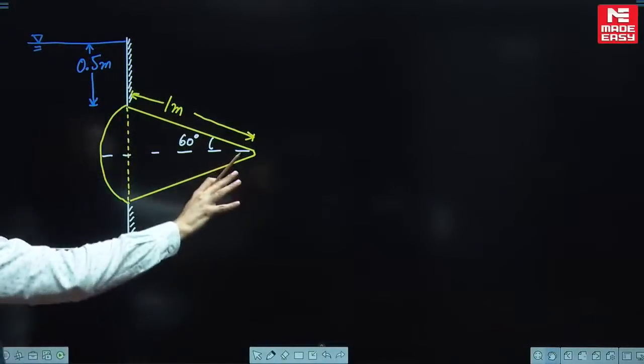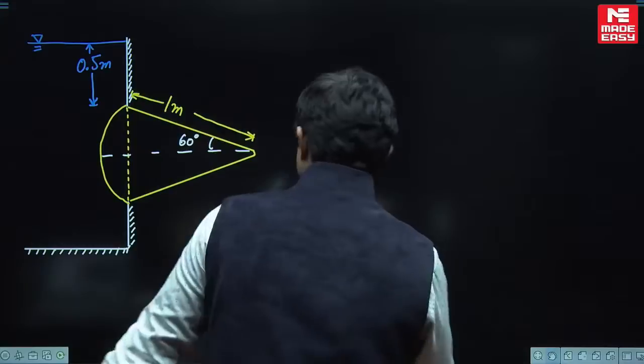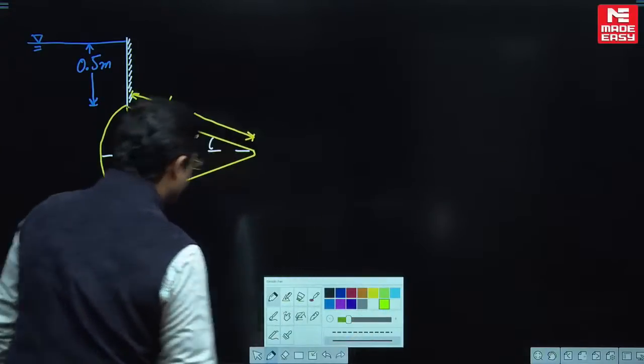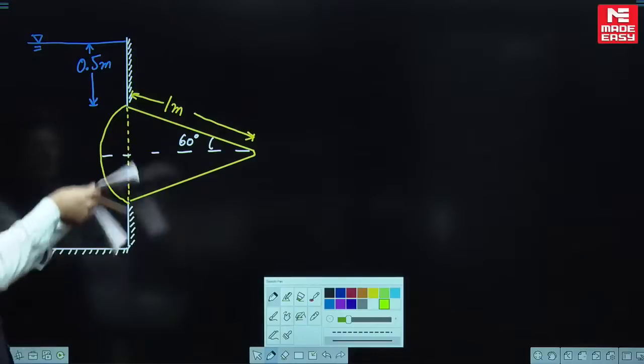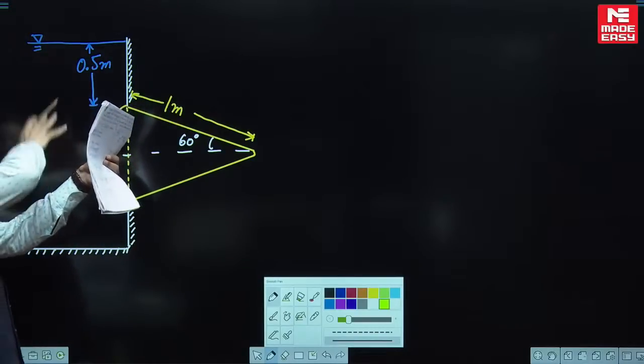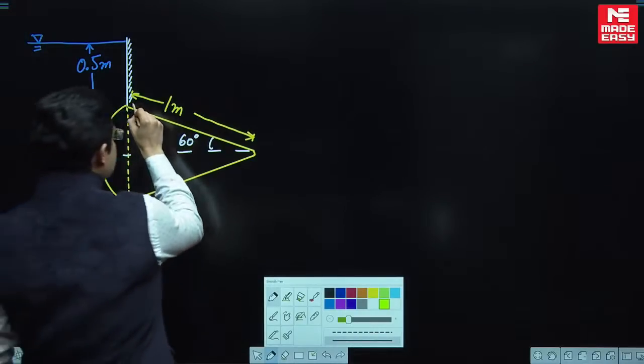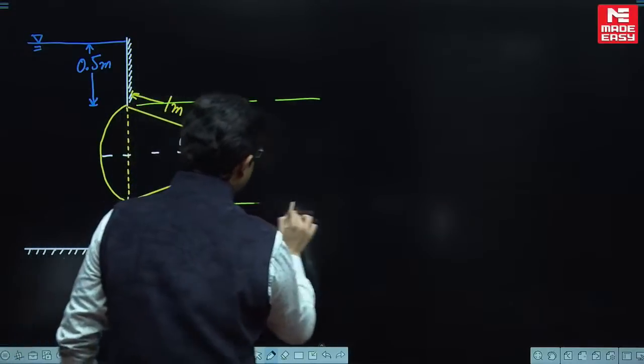चलो मैं इसका हिंट दूंगा, मैं पूरा सॉल्व नहीं करूंगा. आओ, इस सेक्टोरियल गेट पे हॉरिजॉन्टल और वर्टिकल फोर्स निकालना है आपको. So it is a curved surface having a depth, something like that. So this is the curved surface. Here there is water. So first of all, how to find horizontal force over the curved surface?